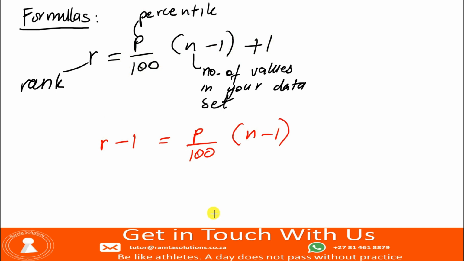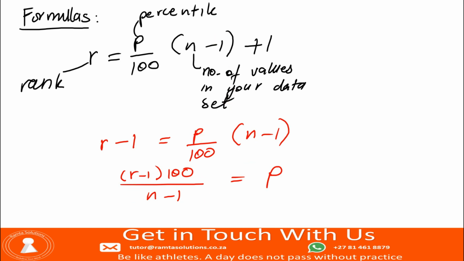Now I will divide by n minus 1 and multiply by 100. What I mean is you will have (R minus 1) times 100, all over (n minus 1). This will be your P, and this is how you can find your percentile.